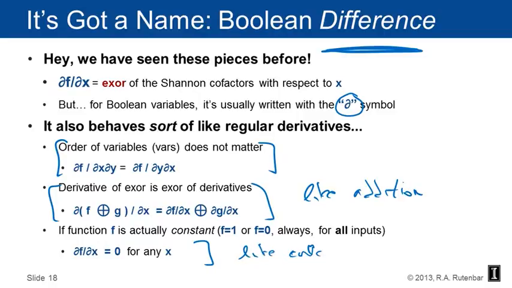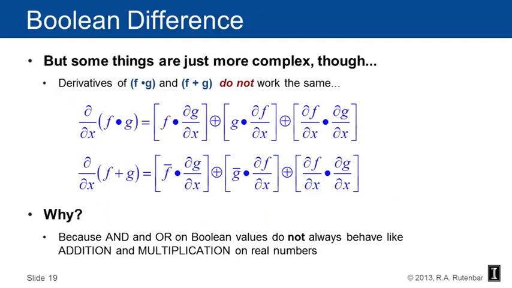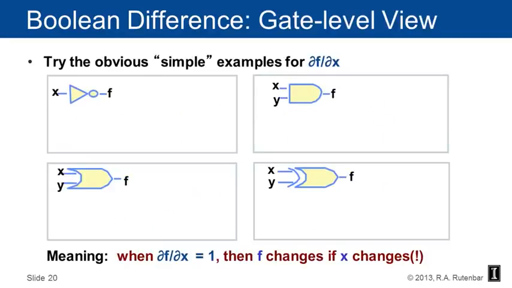Now, it'd be great if this stuff actually behaved like calculus, but it doesn't, and so here's some scary stuff. If you take the derivatives of the AND of f and g or the OR of f and g, it doesn't work the same. You get these really very complicated Boolean expressions. And the reason is that AND and OR, despite the fact that we like to write them like multiplication and addition, do not always behave like real numbers. And so, ultimately, something different happens.